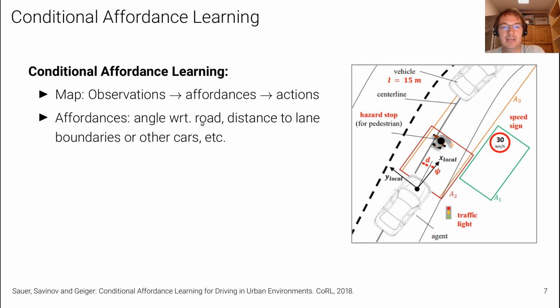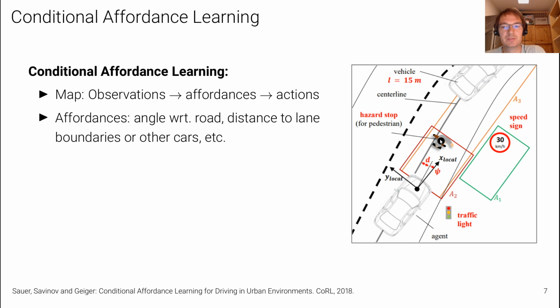For instance, the angle with respect to the road, the distance to the lane boundaries, or to other cars, etc. So we just include the affordances which we think are relevant for driving. Here you can see an example. We see the distance to the next car. We have this red box, which is the hazard flag. If there's a pedestrian appearing in the red box, then there's a hazard affordance to be detected. Here we detect speed signs in this green box. So it's all quite hand engineered.